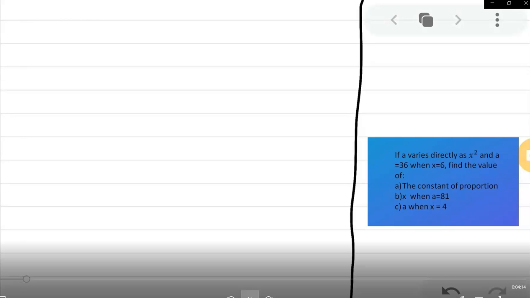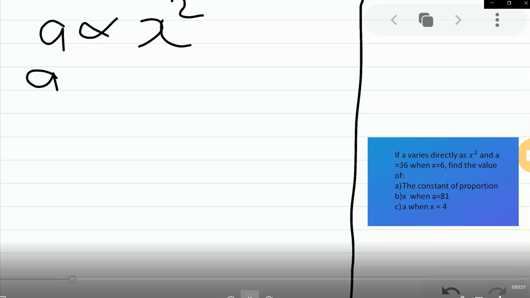So the first thing that we need to do is to write our direct variation statement. So the statement says a varies directly as x squared. Then we need to write our equation. If a varies directly as x squared, that means a is equal to k multiplied by x squared.